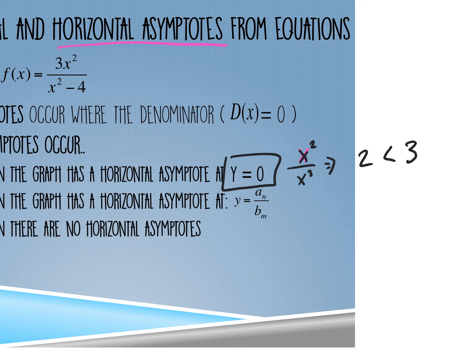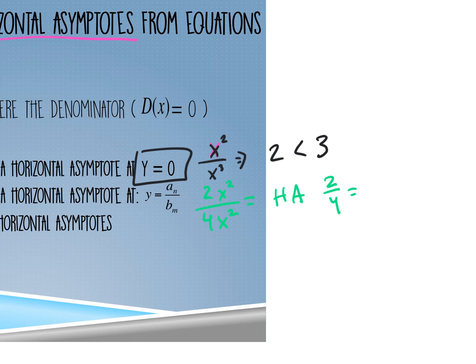If they're the same, so if I had, let's say, 2x squared over 4x squared, so our degrees are the same, your horizontal asymptote comes from the coefficients in front of those highest degrees. Here, our horizontal asymptote would be 2 over 4, which simplifies to 1/2. So it would be y equal to 1/2, because for horizontal lines, we have y equal to. You're just looking at the coefficients when your degrees are equal.